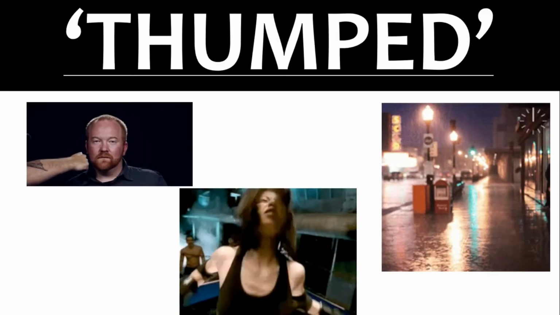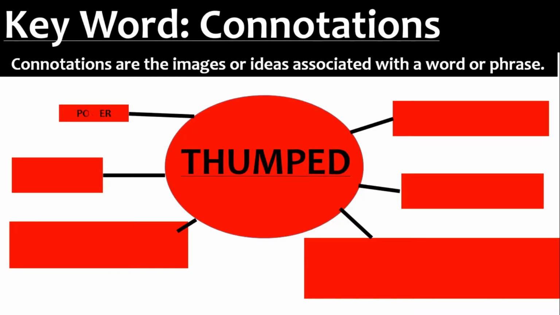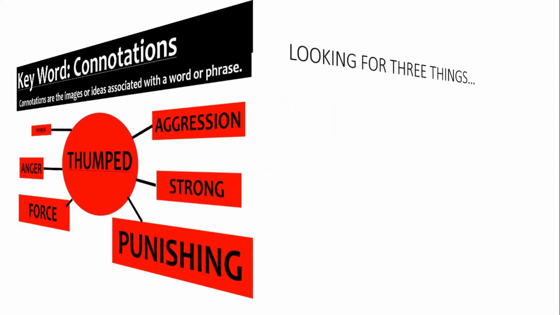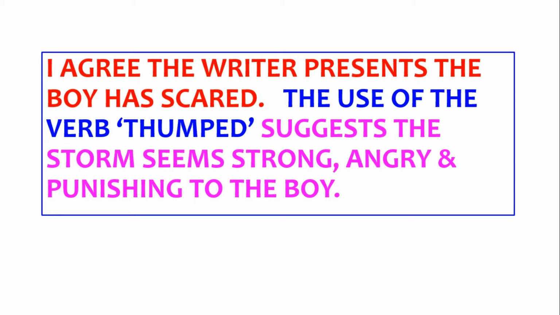And the words that we link with thumped, with connotations, the word thumped, we'd have power, aggression, anger, strength, punishing, or force. You have to think to yourself, why has the writer used the word thumped? The writer has used the word thumped because the writer wants us to get the idea of these connotations. So when they've used thumped, the writer is trying to get across the power, the aggression, the force of the rain. Okay, so let's put that into a PE, really simple PE.